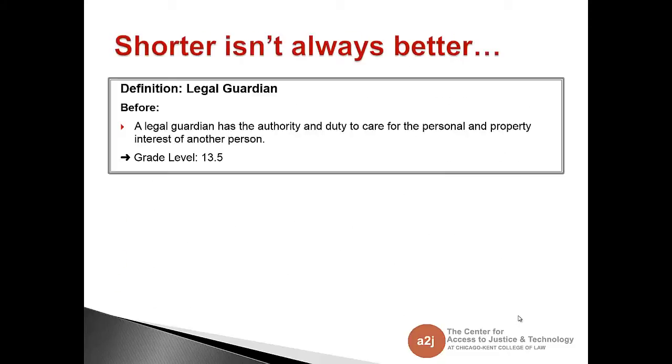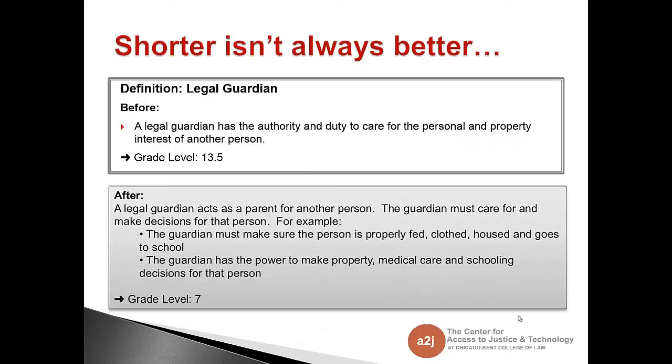When working on readability, it is important to remember that shorter isn't always better. The definition of a legal guardian on the top is at a college level. It states that a legal guardian has the authority and duty to care for the personal and property interests of another person. However, by reworking this definition, we can hit a 7th grade reading level. That's much closer than the 13.5 to our 5th grade reading level goal. And it isn't shorter, but it is clearer.